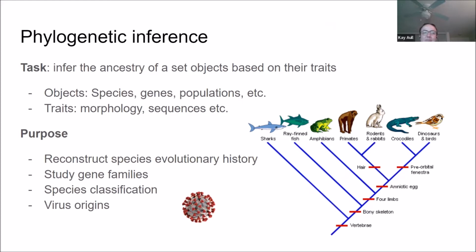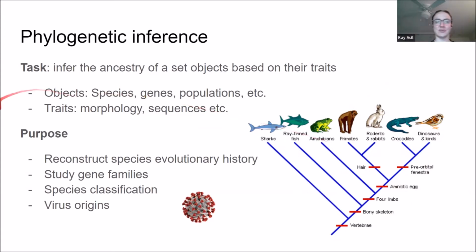And you can use all sorts of traits depending on your application. You can do it old school, and you could look at their morphology and classify based on morphology and say, okay, these ones over here have an amniotic egg and these do not. Probably these are related. You can do it new school, and you can look at the sequences.